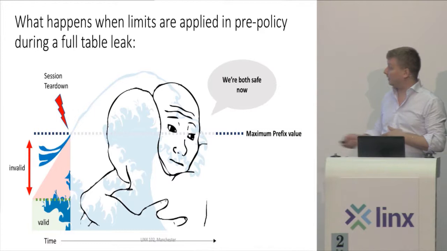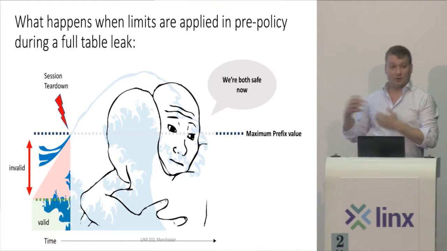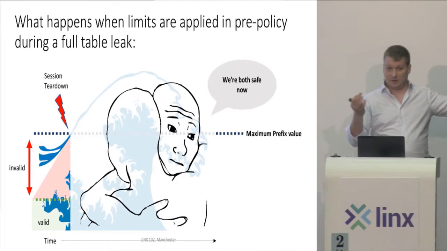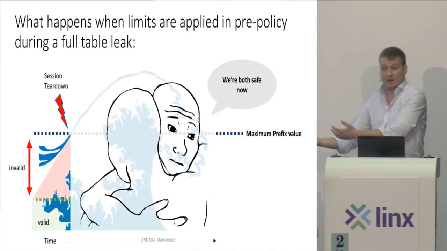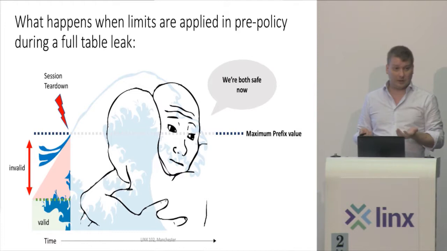call them invalid. And at some point, a threshold is met where your router concludes that, hey, I'm receiving 20,000 prefixes, and the maximum prefix limit is also 20,000, so I'm tearing down the session. And from that moment on, we are both safe because I'm no longer accepting your leak. So it's a mutually beneficial aspect to tear down the session when it comes to internet routing.